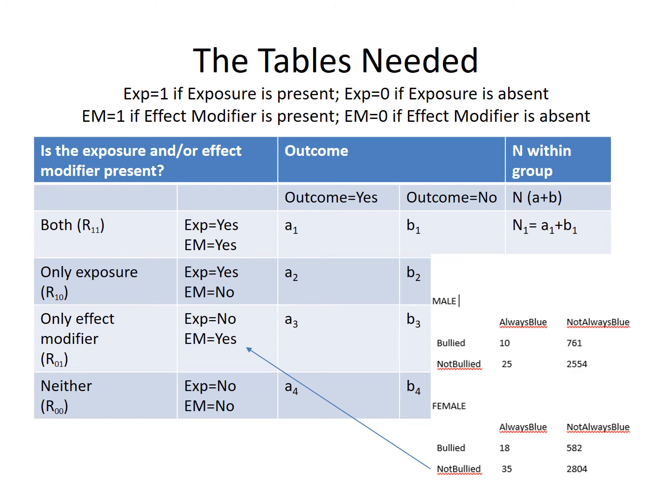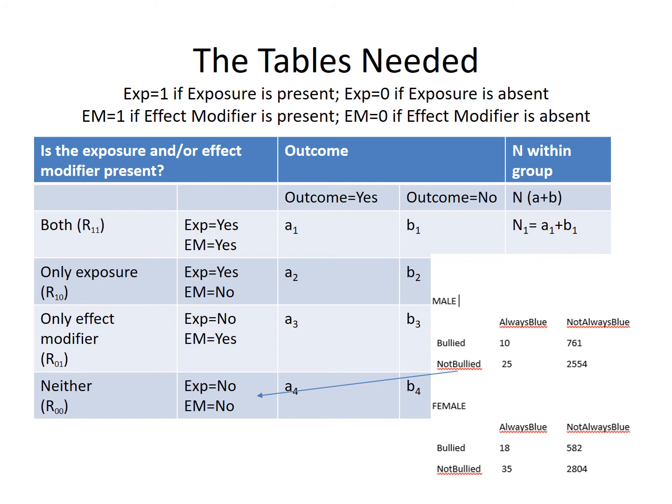In your third row, you're looking for those who have the effect modifier, so females, but who don't have the exposure, so they're not bullied. And so your A3 group is going to be 35, and then the B3 is going to be 2,804. So when you're filling this in with a different variable using a different 2x2 stratified table, remember to look at effect modifier yes or no, and then once you're in the right group is the exposure yes or no, and then fill in the details.